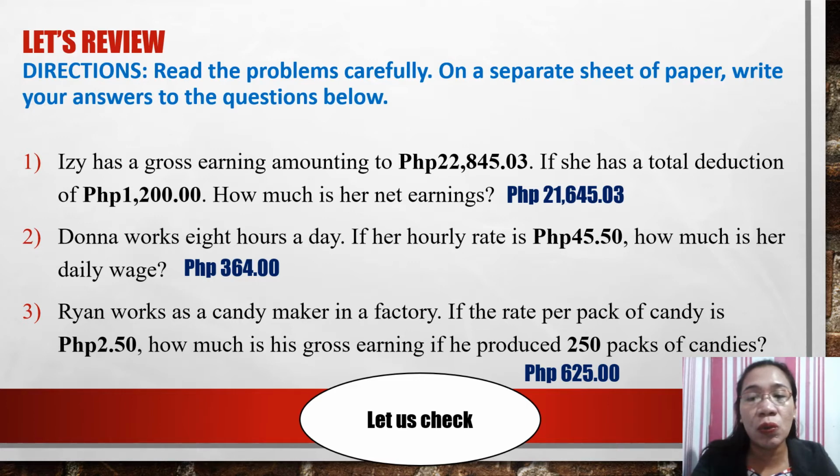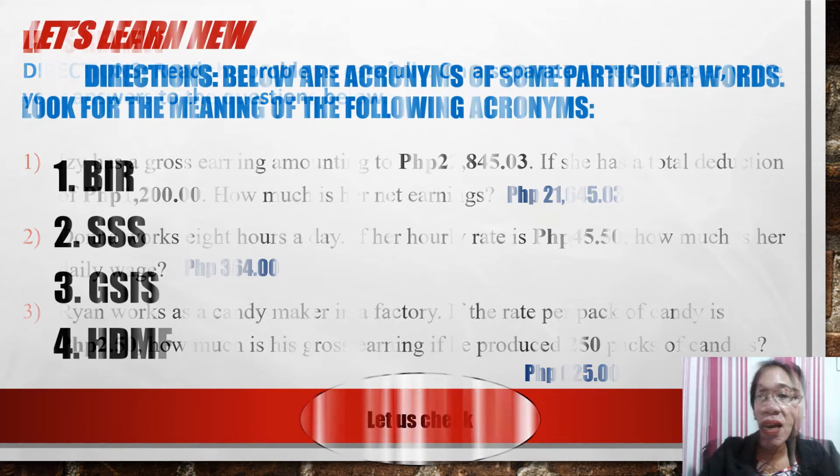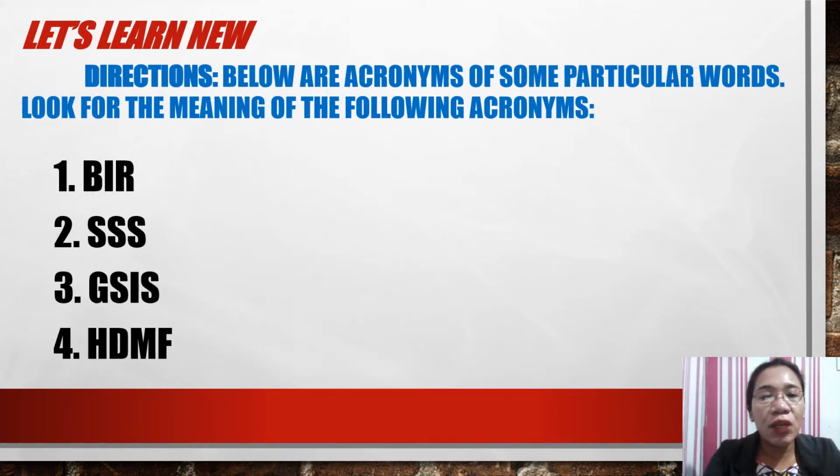Now let us try to learn new things. So these are some of the different acronyms that we come across in this new lesson. I want you to take note of the following acronyms: BIR, SSS, GSIS, and HDMF, because these are some of the acronyms that we will be encountering in this lesson. We can encounter these as we go on.